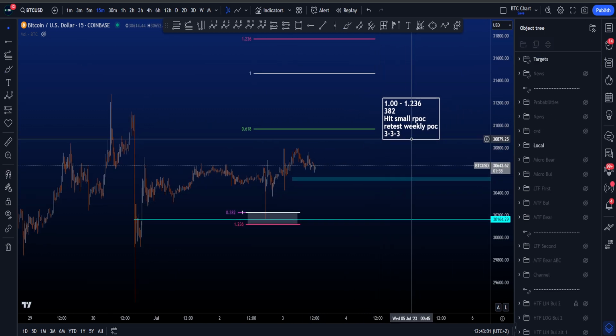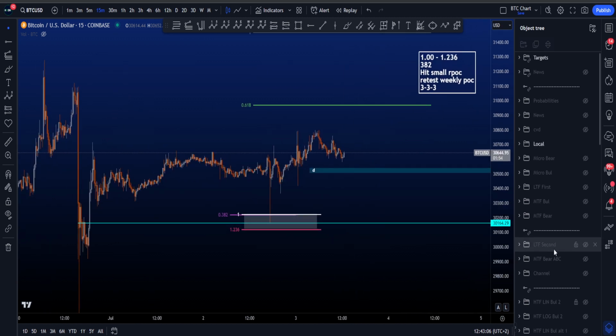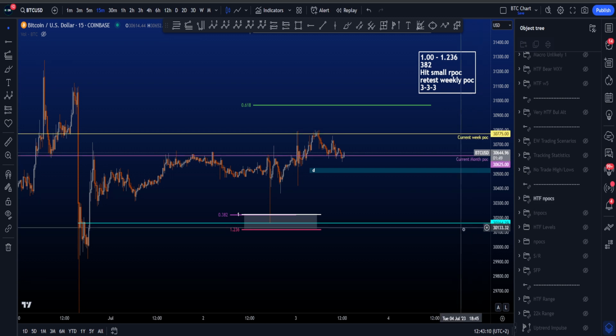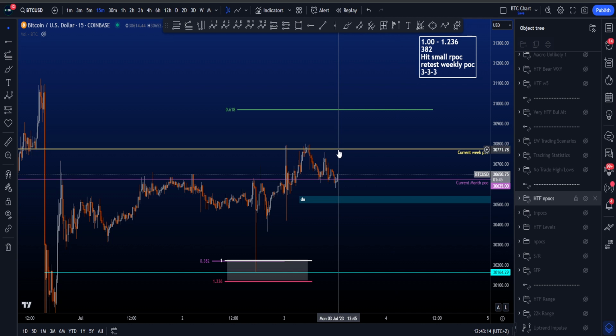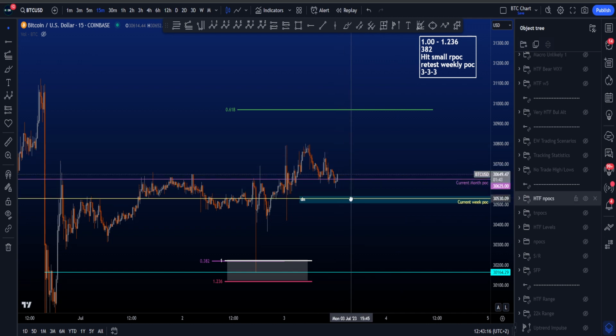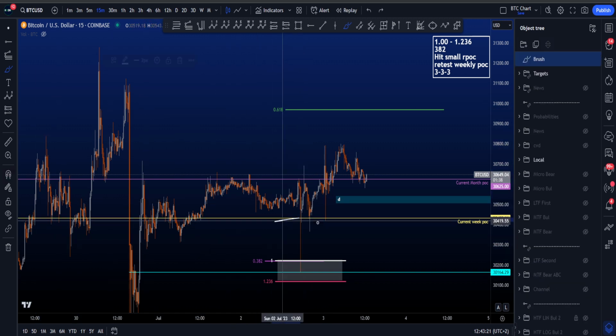Now, some other things that are written over here is the retest of the weekly point of control. And I can always recommend people to keep an eye on the weekly point of control, because it's just always an interesting area of support. So now the weekly point of control moved towards the upside. But if you check my previous video, you know that the weekly point of control of the last week, so the past week, was over here.